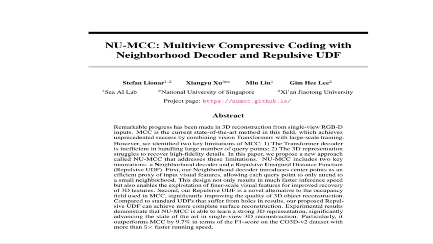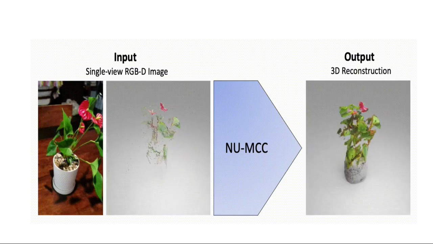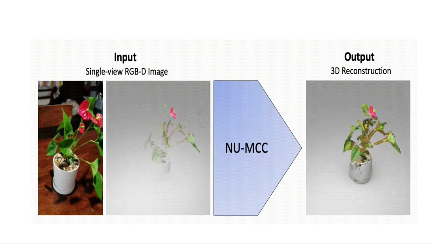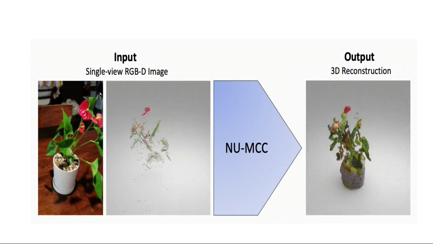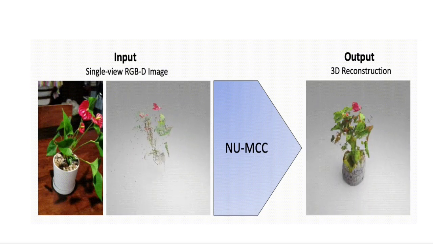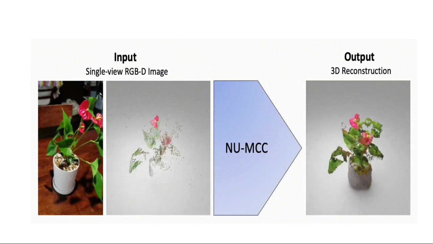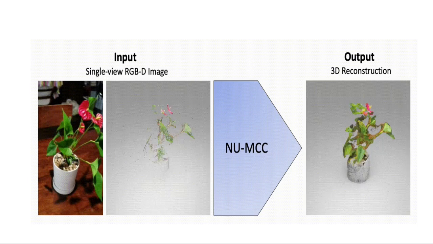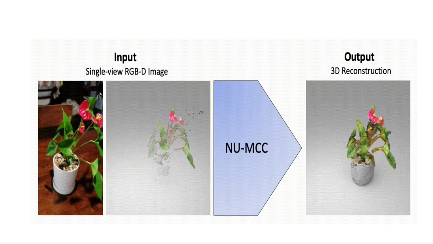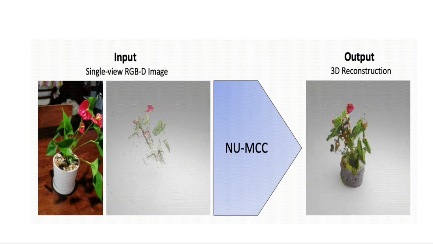Yes, the first one is all about the neighborhood decoder. That is, instead of processing all points together, the system introduces center points as excellent proxies, allowing the model to focus only on the small neighborhood of query points. So this speeds up inference and enables better 3D texture recovery.